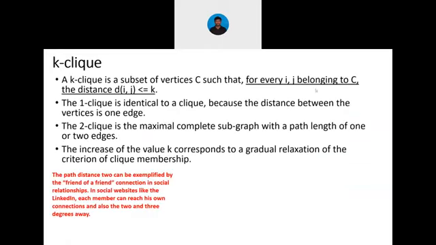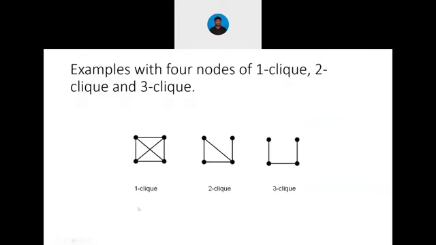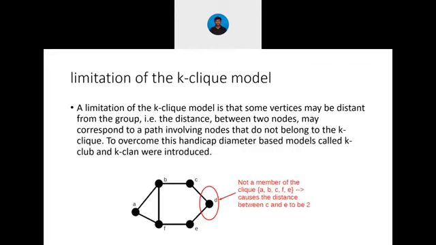So here in the K-clique, for every node i, j belonging to C, I calculate the distance, which is less than or equal to K. How we can derive a 1-clique, a 2-clique, a 3-clique. We have to consider every node present in this subgraph reaching some other vertices in the particular subgraph. So this is how we have derived 1-clique, 2-clique, and 3-clique. It has its own limitations.